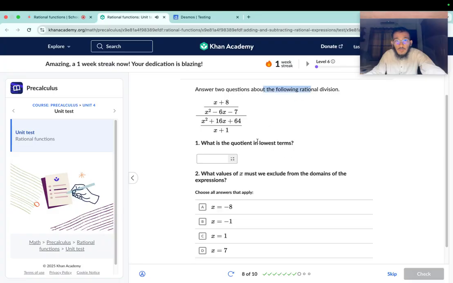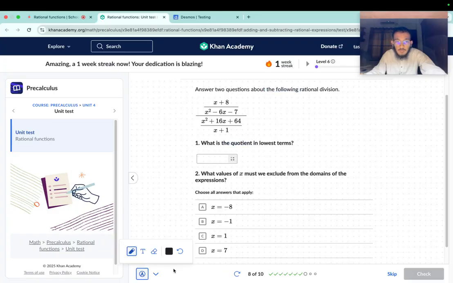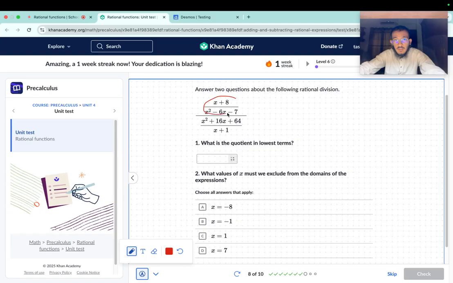Answer to questions about the following rational division. What is the quotient in lowest terms, which means we have to divide it? And what are the values of x? Okay, we'll deal with that later. First, we're going to find the quotient. So if this thing is divided by this thing, when we multiply, it gets flipped. It gets reciprocal. So x plus 1 comes here, and this thing comes down.